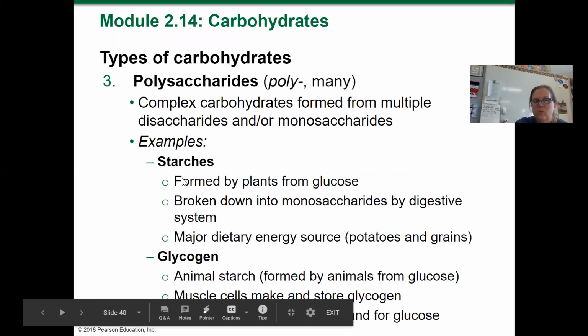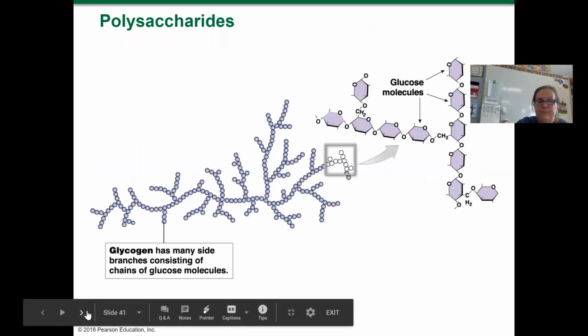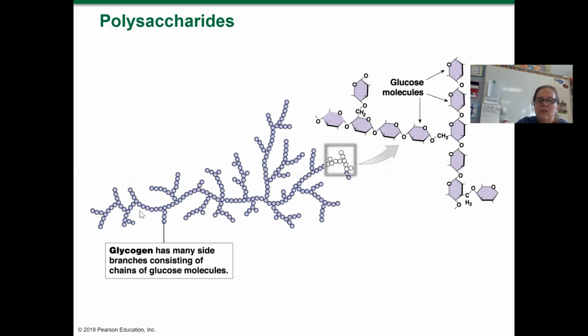Polysaccharides are those complex ones. Things like starches and glycogen are very important. Starches are a big energy source, and glycogen is also a big energy source. Starches are usually from your plants, and glycogen is usually from your animals. Polysaccharides usually have many branches, very large molecules in general.